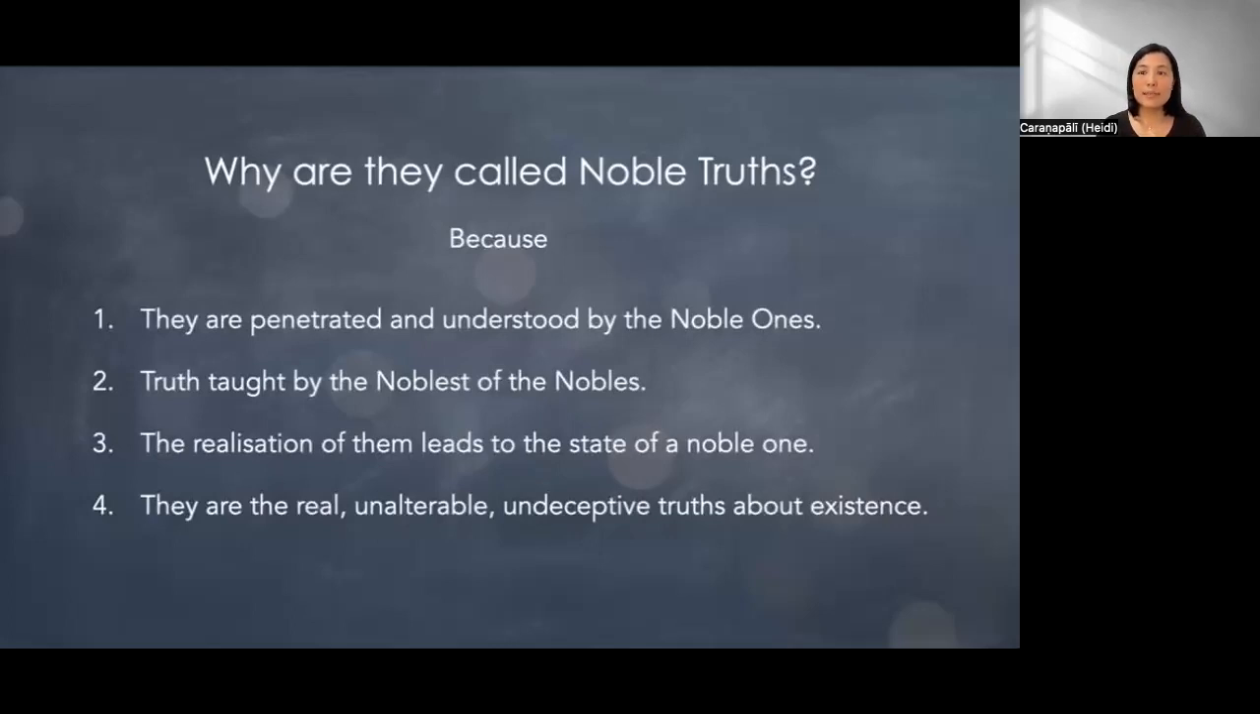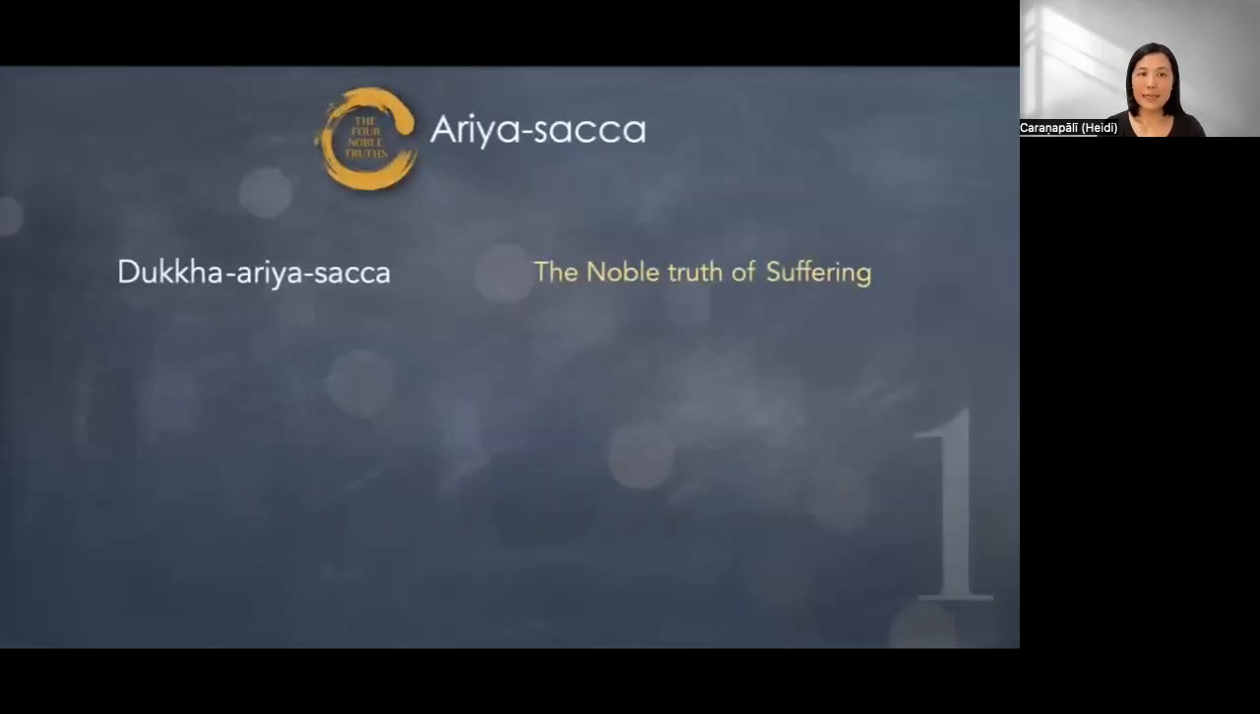Okay, so let's go to each of them one by one. Now the first one, the Dukkha Ariya Sacca, the noble truth of suffering. Here, dukkha, this word is important, right? So what we need to understand here is the suffering, the dukkha. What does it mean by dukkha here?